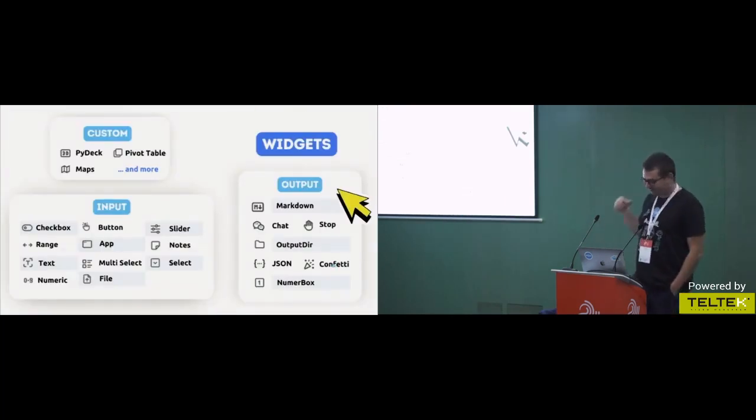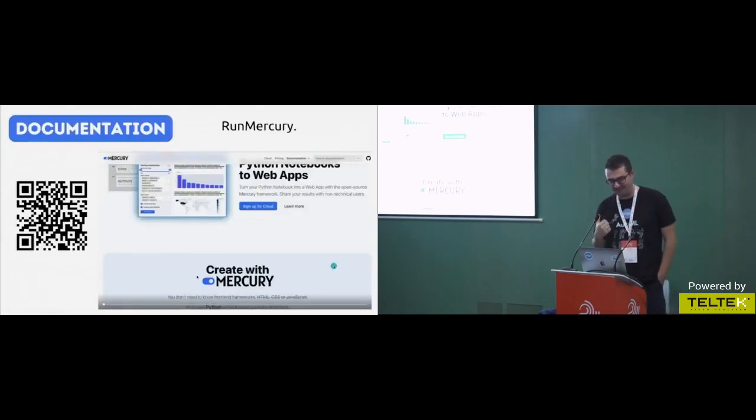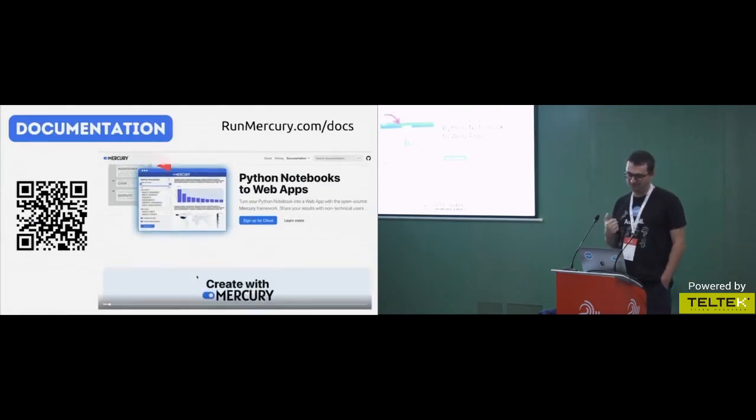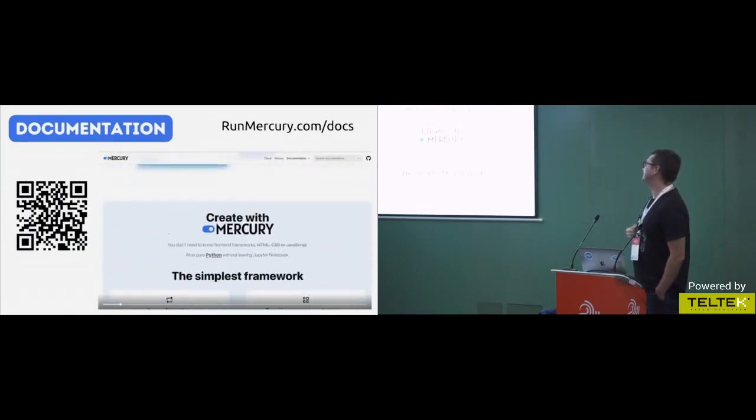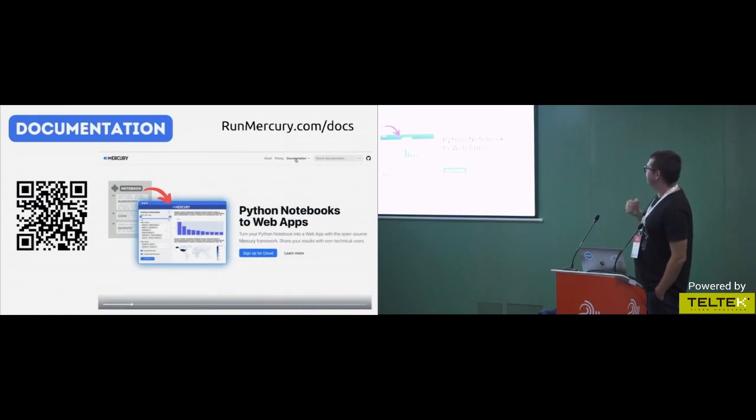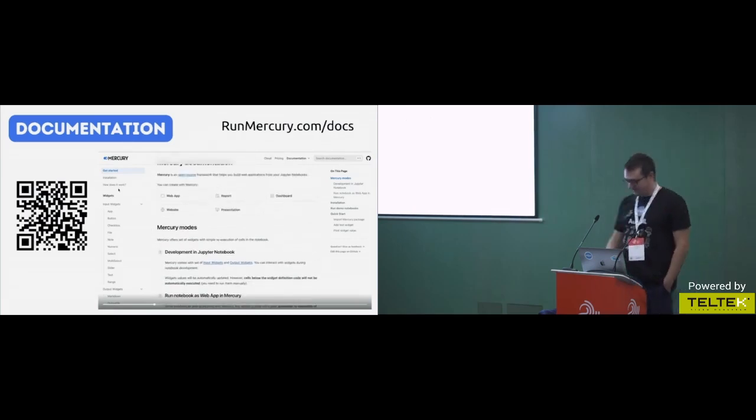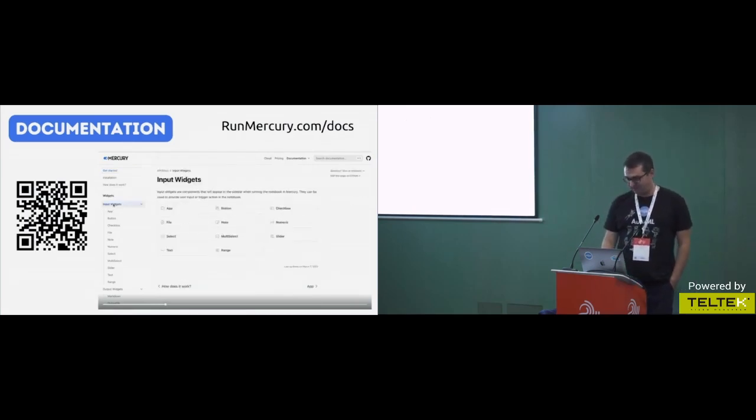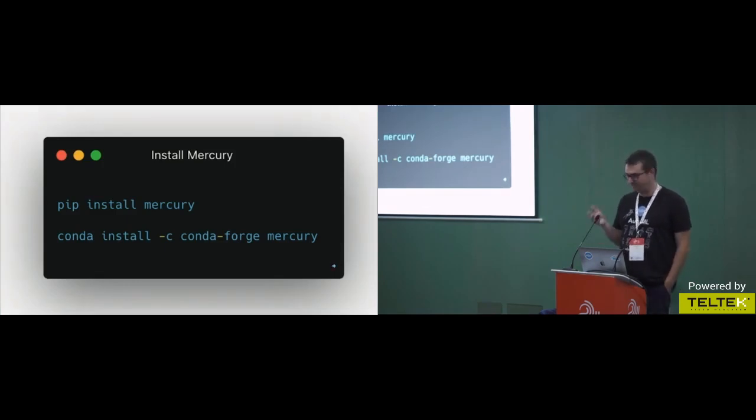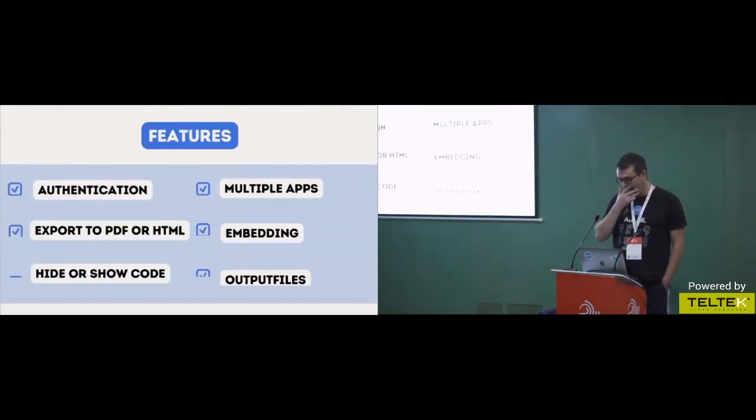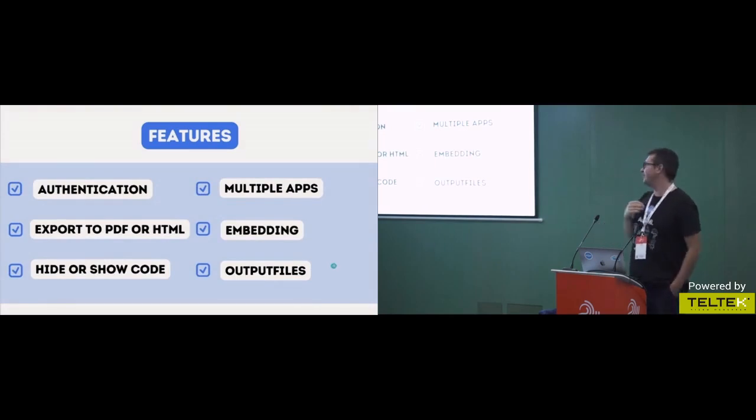In the video, I was using only slider widgets, but we have many more widgets, and the best way to check what widgets we have is to check the documentation. Documentation is available on runmercury.com/docs, and you can check what widgets you can use in your notebook. Installation is very easy. Mercury is just a Python package, so pip install or conda install, and we have many features to make web app development easy and fast.